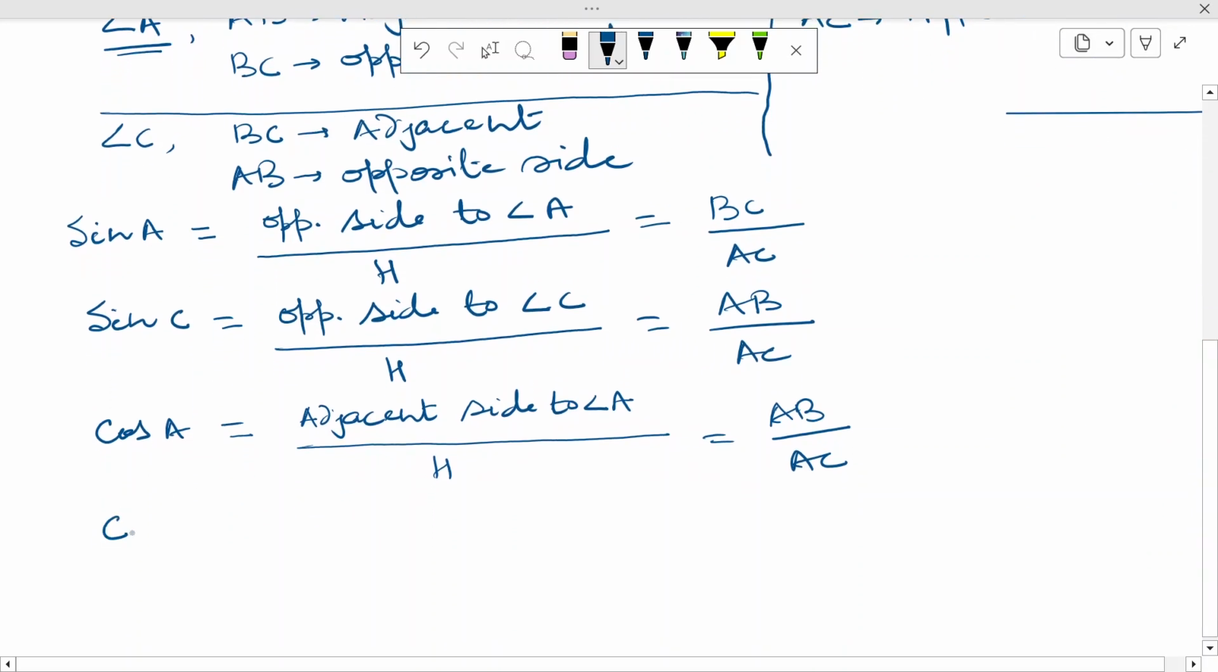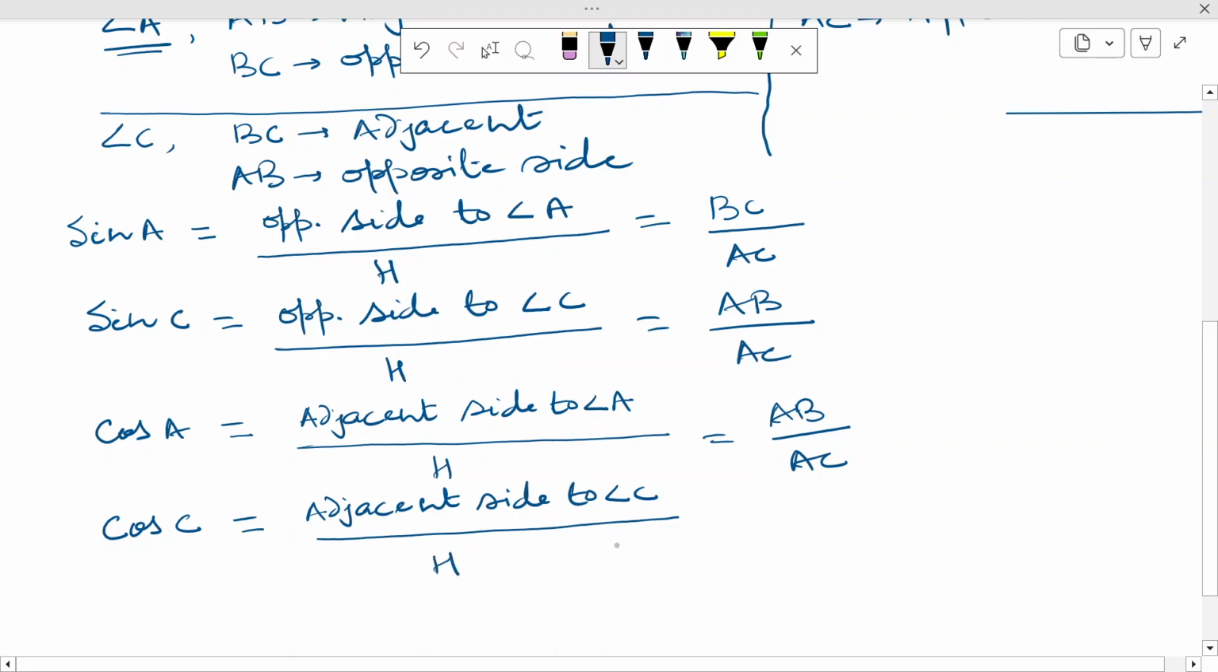Now, similarly, the cos of the second acute angle, that means cos of angle C, again we are using the same formula: adjacent side to angle C divided by the hypotenuse. If you are looking at this, for the angle C, the adjacent side is BC. So, this will be BC over AC.